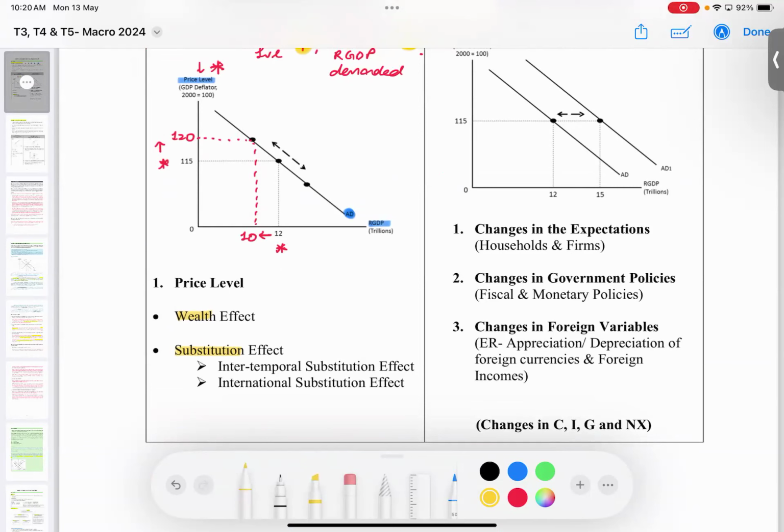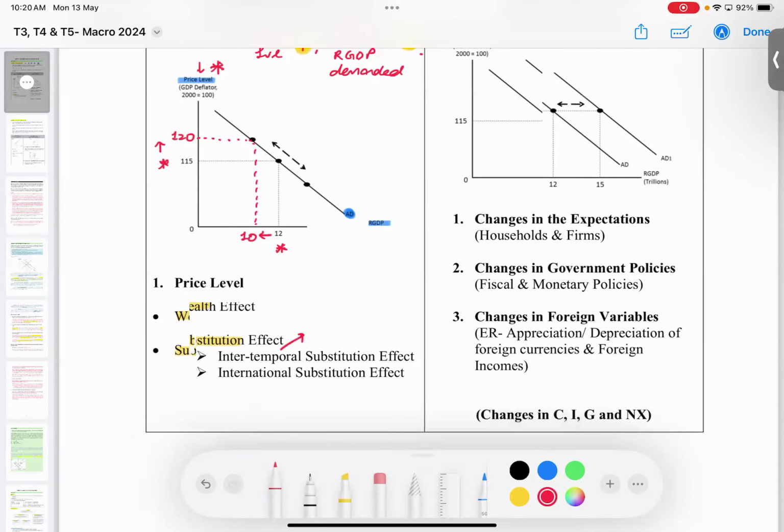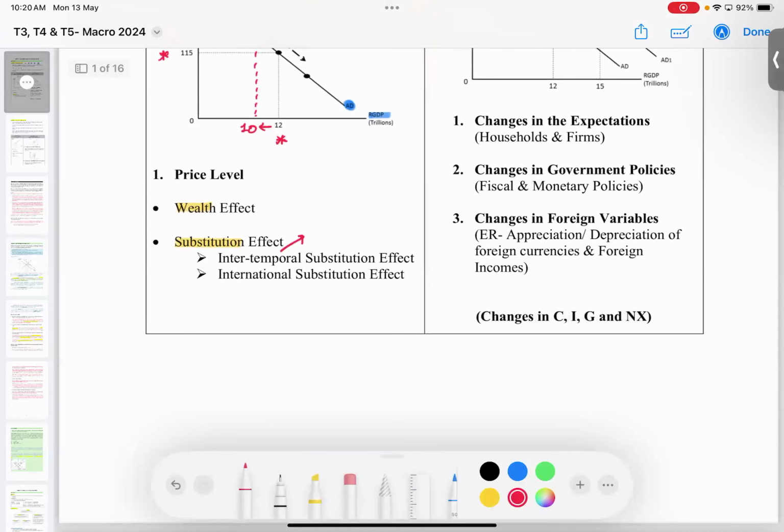You have intertemporal and international substitution effects. So let's have a look into the intertemporal substitution effect first. When I say intertemporal, I want you to remember about interest rate. Intertemporal substitution effect means something to do with interest rate.